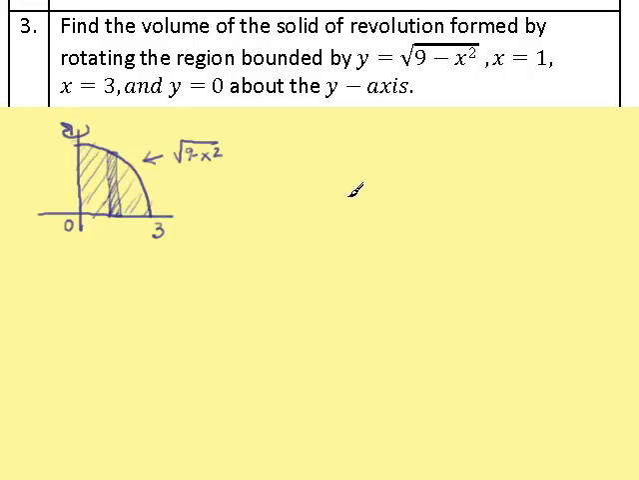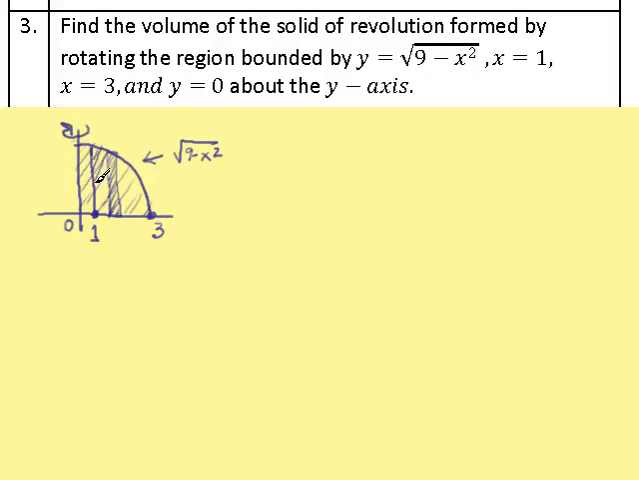In number 3, we're finding the volume of the solid of revolution formed by rotating the region bounded by y equals square root of 9 minus x squared. That's part of a circle, radius 3, x equal 1. Actually, let me put a line over here. x equal 1 right here. And x equals 3 about the y-axis.